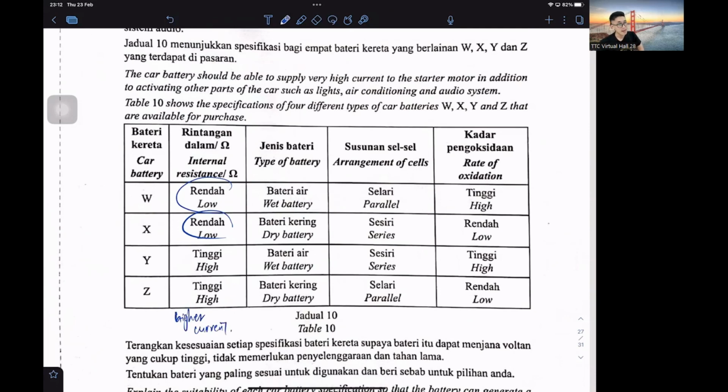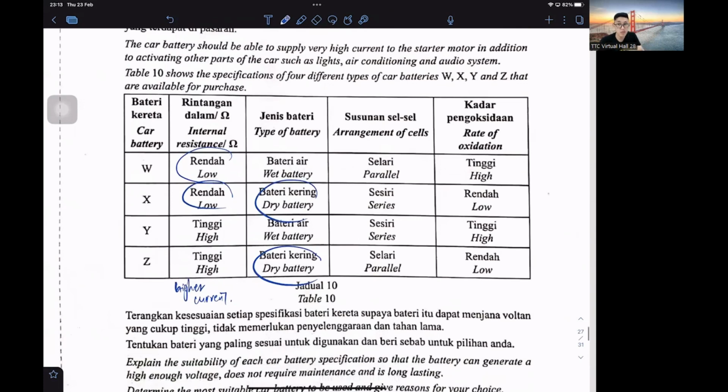Okay, next is the type of battery. Now, there's wet battery and dry battery. Wet battery means there is liquid inside. If you want to move the battery around, because in a car you need to change the battery, then you will always choose dry battery, because everything dry is always easier to handle. Wet is very hard to handle. It will spill, and it is actually heavier. So we can say the dry battery is easier to handle.